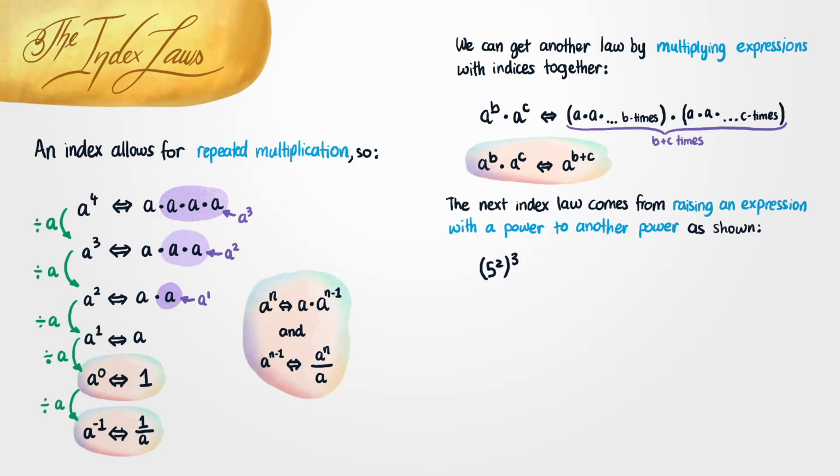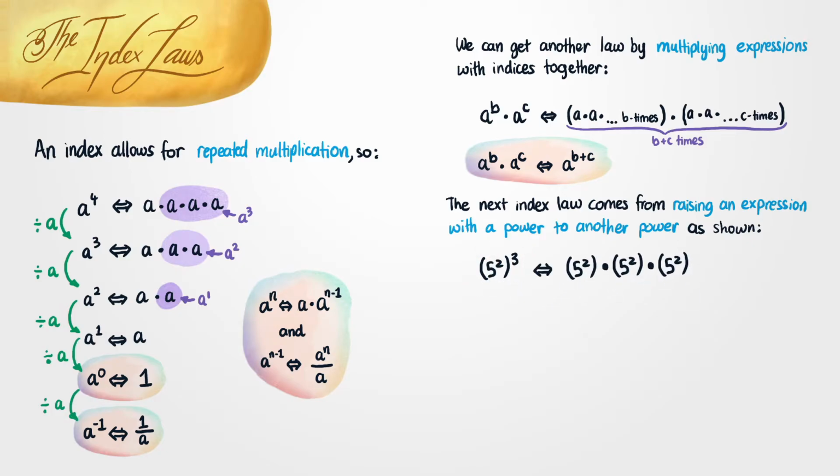So in this case, we've started with 5 squared, and then we've decided to raise it to the power of 3. Well, let's ignore the inside for a moment, and just think about this. When you raise something to the power of 3, that's just the same thing as multiplying it by itself 3 times. So let's go ahead and do that. Let's multiply the inside by itself 3 times.